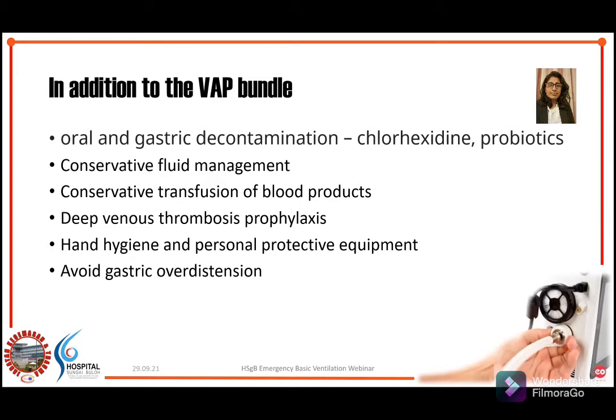Deep venous thrombosis prophylaxis is another recommendation to prevent VAP. Very importantly, the basic recommendation would be hand hygiene and wearing PPE every time we are in contact with the patient. And lastly, avoiding gastric distension. Overdistension is another element for the VAP bundle.